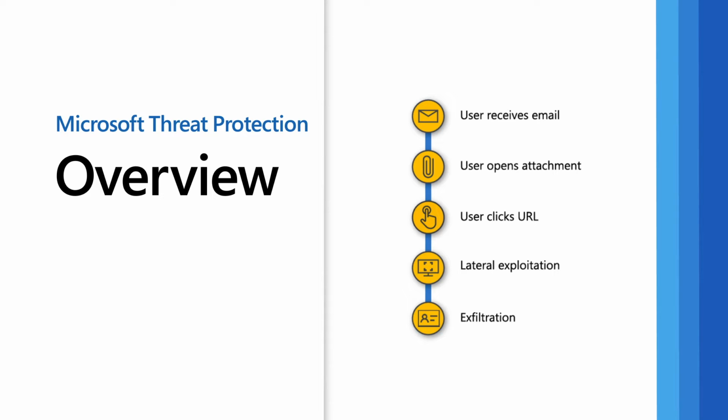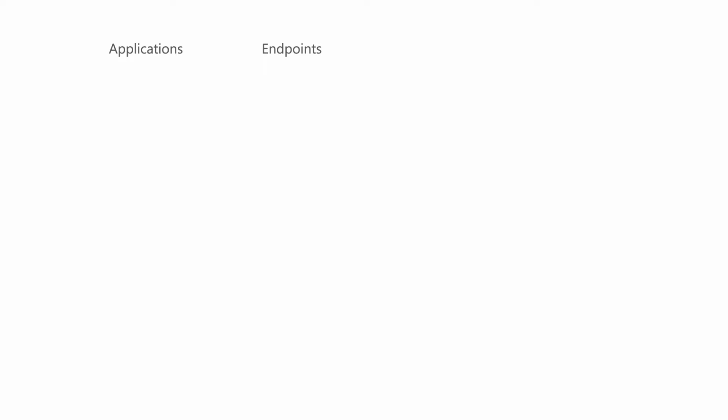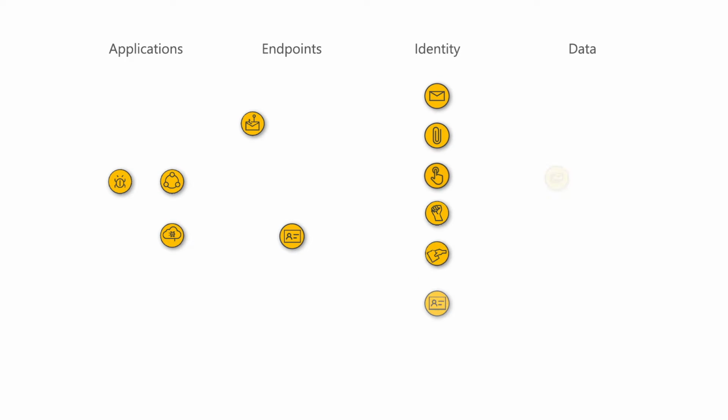Attackers don't respect domain boundaries. They move fast across applications, endpoints, user identities, and data domains. Instead, they establish a foothold, move laterally, and live off the land. Defending that landscape can be challenging.